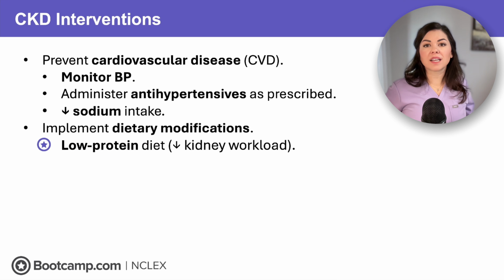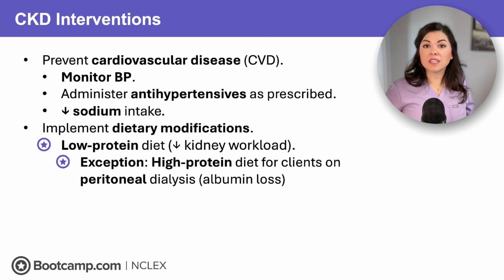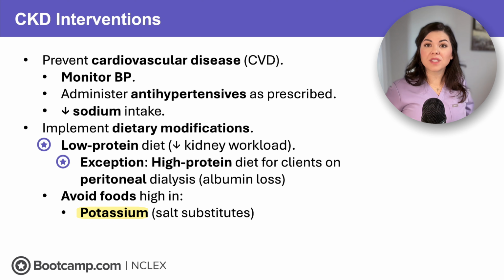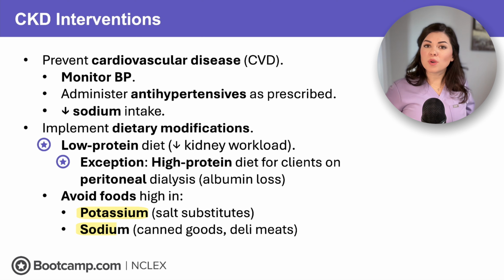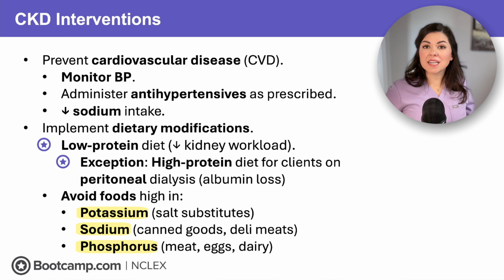But here's an NCLEX twist. Clients on peritoneal dialysis actually need more protein to replace albumin lost through the peritoneal dialysis fluid. And finally, clients should avoid foods high in electrolytes. For example, potassium in salt substitutes, sodium in canned goods and deli meats, and phosphorus in meat, eggs, and dairy.